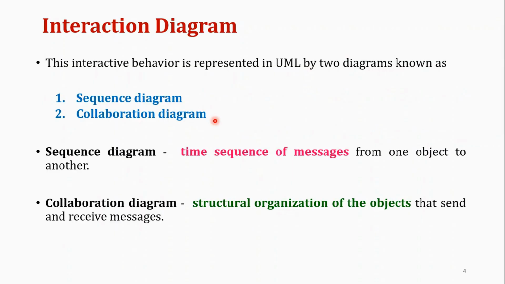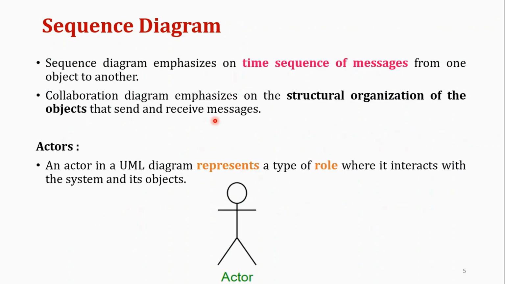Let us move on to the sequence diagram. The sequence diagram is one of the most widely used UML diagrams. It illustrates how objects interact with one another in a particular scenario. The diagram is arranged vertically. The purpose of the sequence diagram is to capture the chronological order. Let us see the components of the sequence diagram.